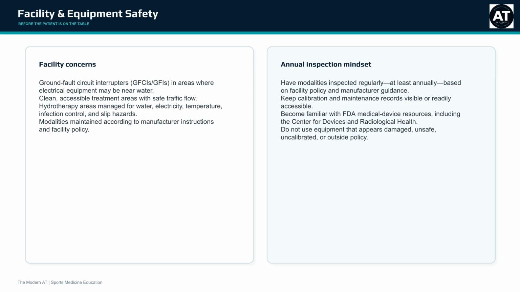Treatment areas should allow safe traffic flow and access for monitoring. Equipment must be maintained according to manufacturer instructions and facility policy, with inspections and calibration documented at least as often as policy requires. FDA device resources can help clinicians understand safety reporting and medical device expectations. Damaged, unsafe, uncalibrated, or out-of-policy equipment should not be used.